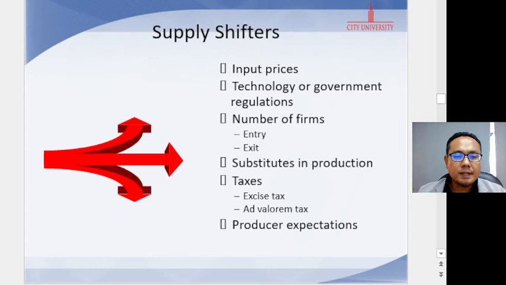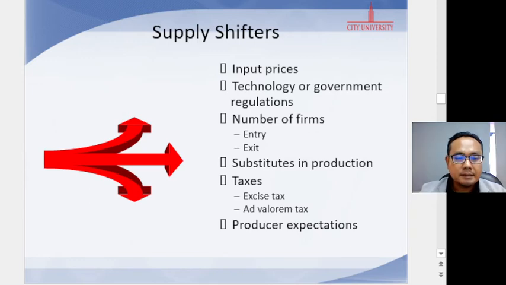Substitutes in production also affect supply. Many firms have technologies that are readily adaptable to several different products. For example, automakers can convert a truck assembly plant into a car assembly plant by altering its production facilities. So when the price of cars rises, these firms can convert some of their truck assembly lines to car assembly lines to increase the quantity of car supply. This has the effect of shifting the truck supply curve to the left.